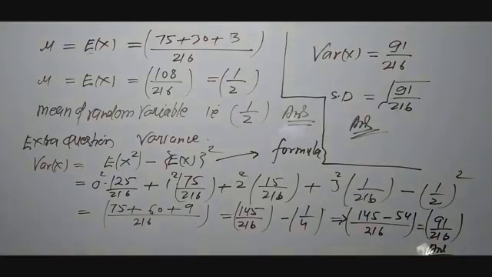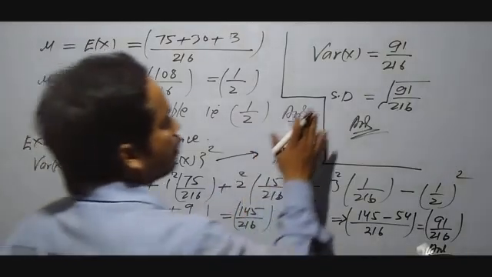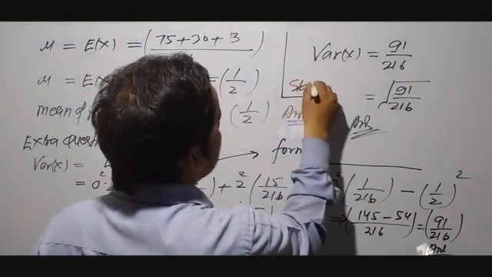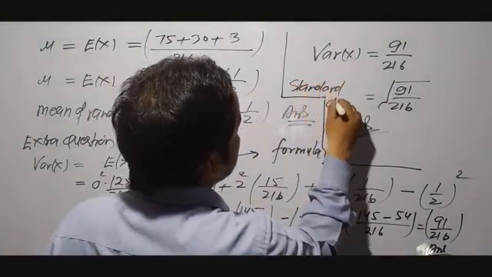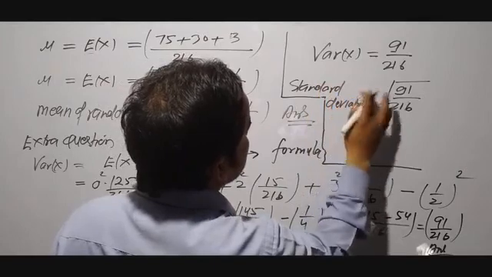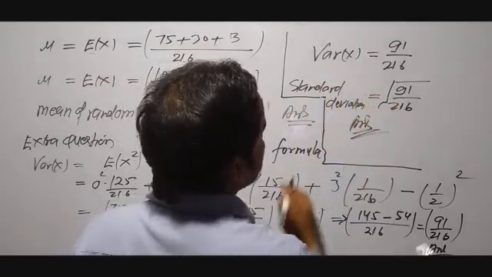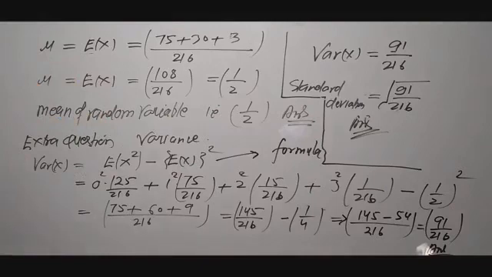This is the extra question: standard deviation, the positive square root of the variance. Now in this topic we have completed the mean of the random variable, the variance of the random variable, and the positive square root, which is the standard deviation. So all three topics are completed.